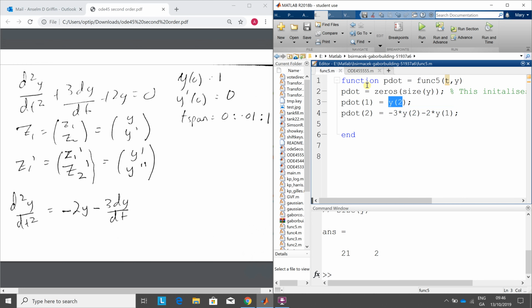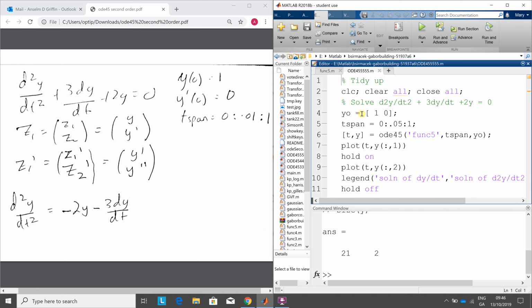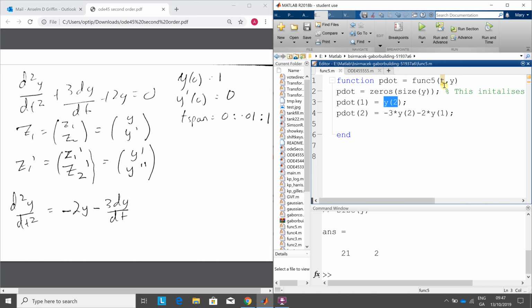So where is y2? Let's go back to the little function here. Looking at this, y(0) is 1, so y1 is 1, and y prime at time 0 is 0, so y2 is 0. When we call the function, we know t is 0 to 1 in steps of 0.01, and y has two values, y1 and y2. Looking at this line, minus 3 times y2, because dy/dt is the second value of y, which is y2, minus 2y, and that's minus 2 times y1, the initial value.